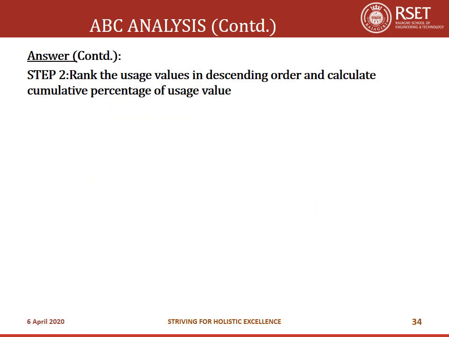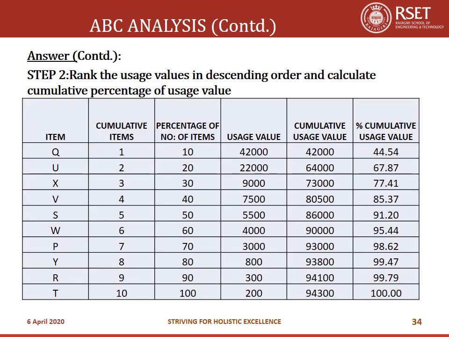The next step would be to rank the usage values in descending order. That is, the maximum usage value would be ranked first, and the minimum usage value would be ranked last. And I'm going to calculate the cumulative percentage of usage value. So I'll show you a table here.